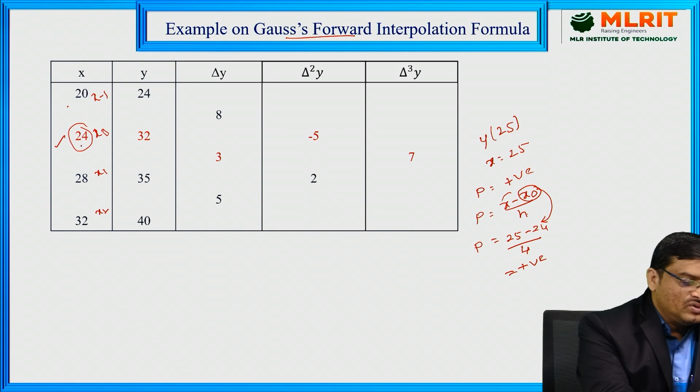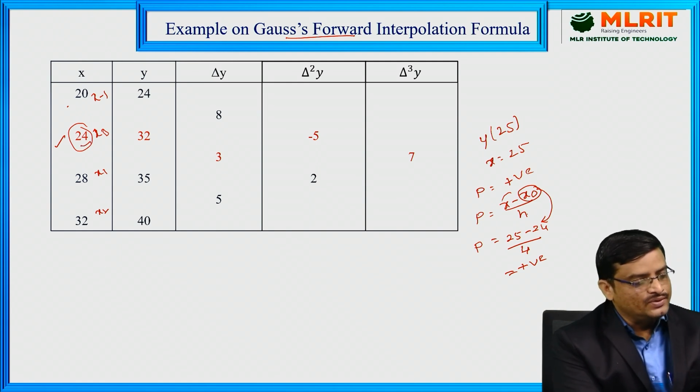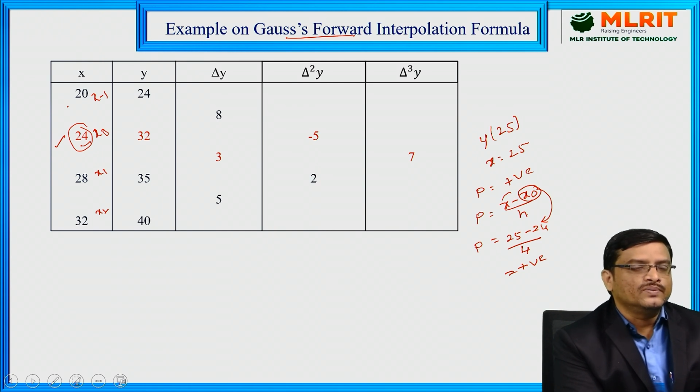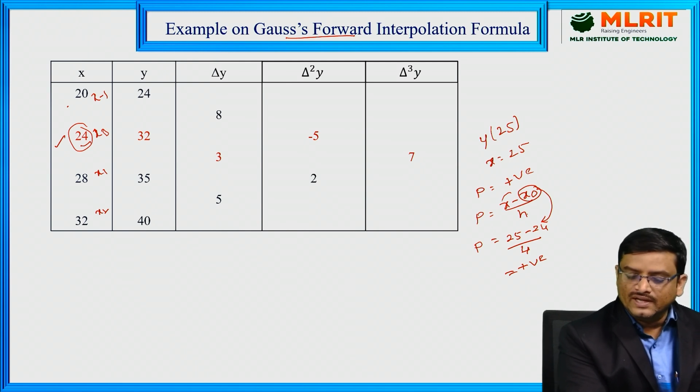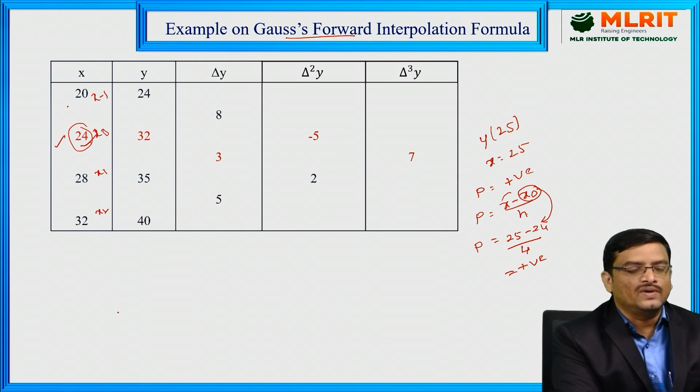So less than 25 is 24. We have to consider only the nearest value. 20 is also less than 25, but we should not consider x naught equal to 20, because we have a nearer value to 25. The nearest value less than 25 is 24, so we have to consider 24 as the x naught value here.